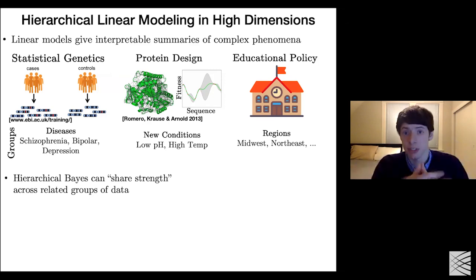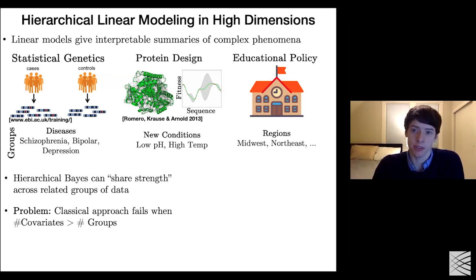In the context of protein design, we may want to design proteins that are active under different conditions, say low pH or high temperature. And on the educational policy side, perhaps the effects of interventions that we're interested in can vary across different schools or different regions of the country.